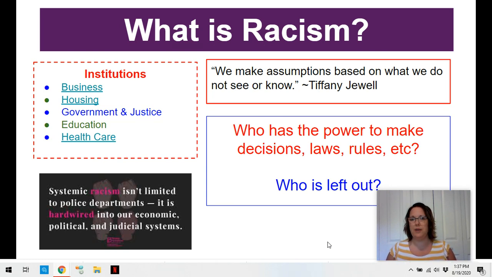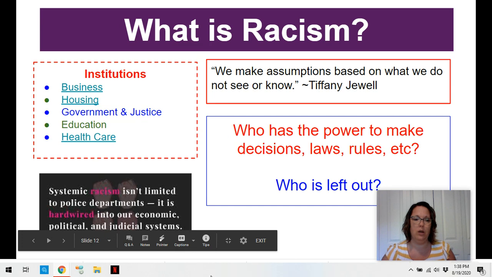So Tiffany Jewell says we make assumptions based on what we do not see or know. And the important question to ask is, who has the power to make these decisions, laws, rules, etc.? Personal prejudice and abuse of power go together, because who has a seat at the table? As we saw in the dominant culture, it's usually white people. So if white people have the power to make decisions, laws, and rules, they're going to make decisions, laws, and rules that mainly work for them. Because if you have a seat at the table, you're advocating for yourself and those like you. So we have to examine who is left out of these systems, who is left out of our government, our policing, and our education, and the rules that are made around those.